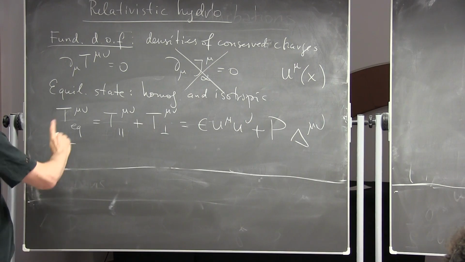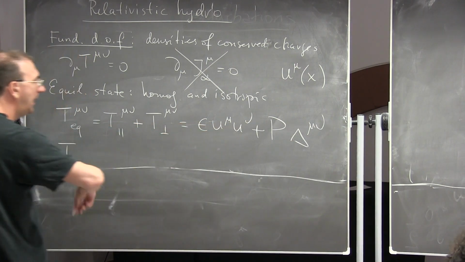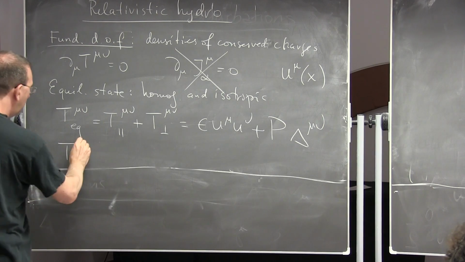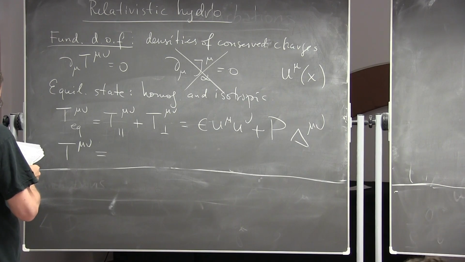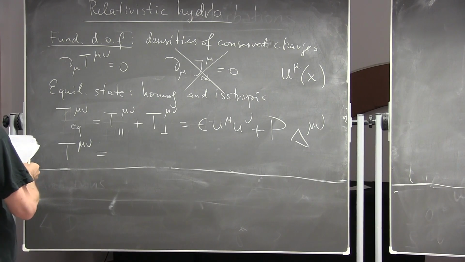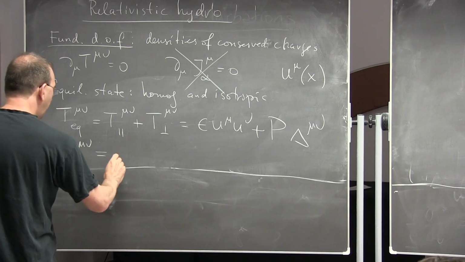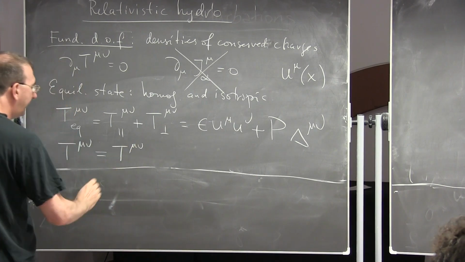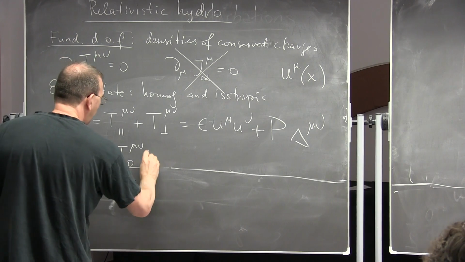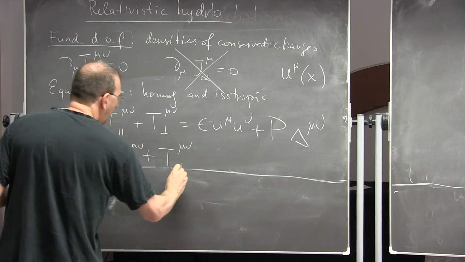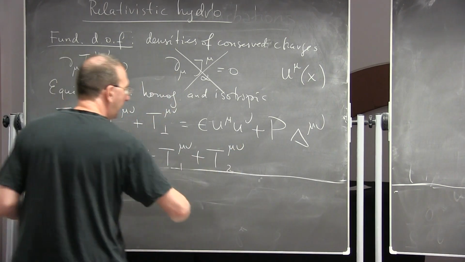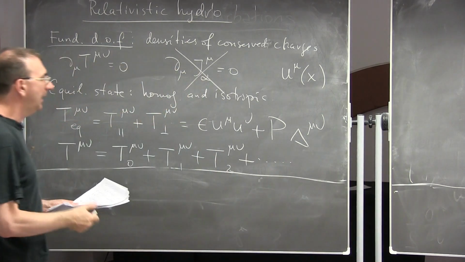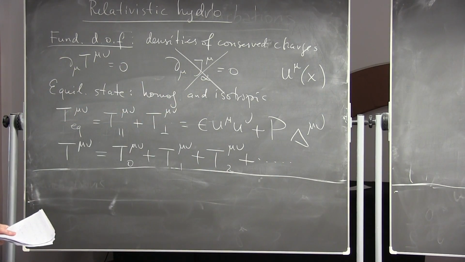So this was the situation when u mu was a constant. Now we want to include gradients. So how can I include gradients? This will be done in the following way. I will write down T mu as a derivative or gradient expansion. So formally it will be a series with the index 0, 1, 2, and so on, telling how many derivatives of velocity I will have in each of these ingredients, right?